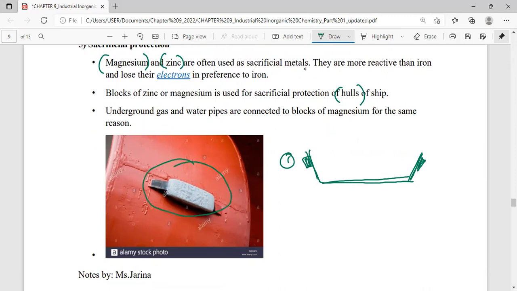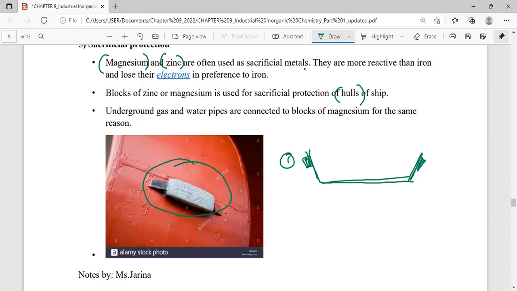If you look at magnesium or zinc, they are both more reactive than iron. So the magnesium or zinc, for example, let us say this is magnesium, the magnesium will react faster with the oxygen. So there's not enough oxygen to attack the iron or steel here. In this way, the hull of the ship can be prevented from rusting.